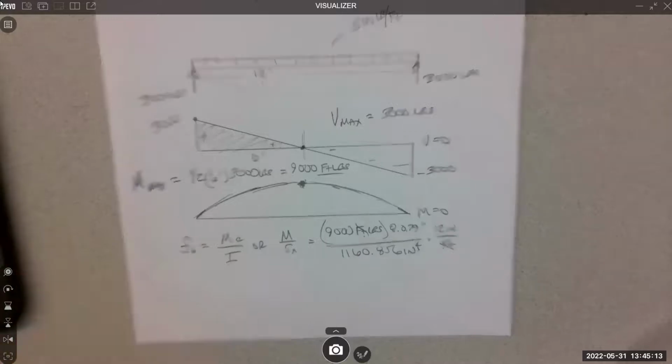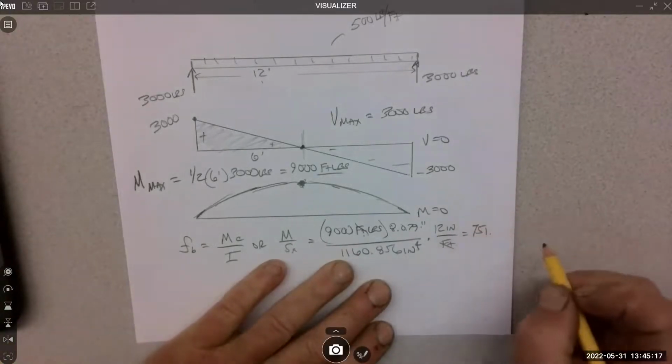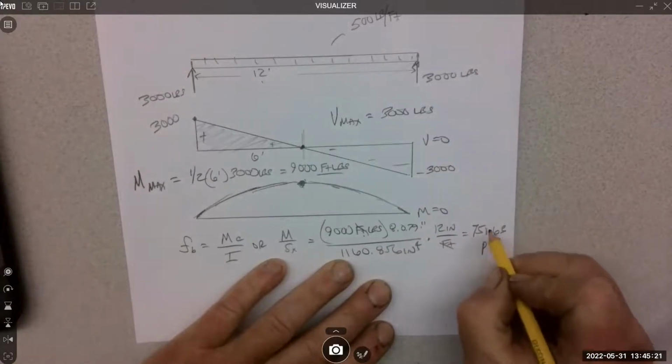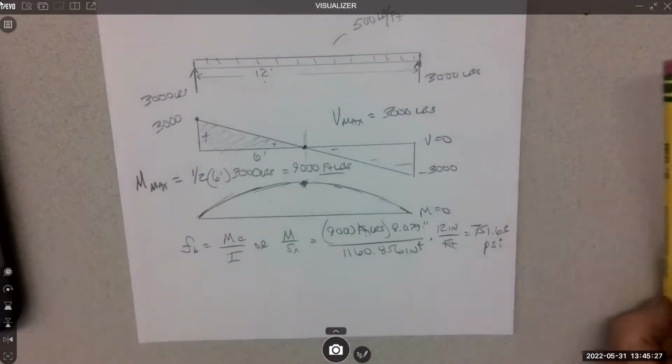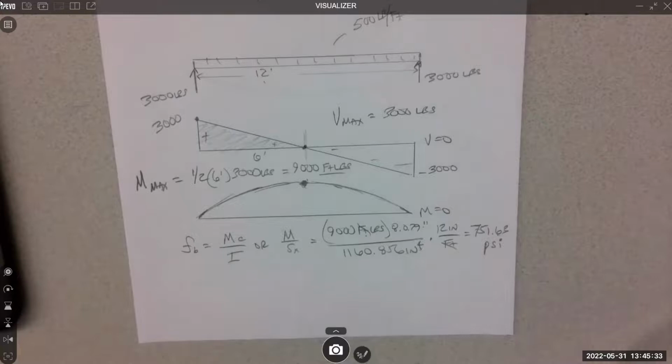Anybody got a number? Yep. I'm just going to say 6.3 PSI. Yep. And if I said it was Doug Fir, then we would do what? Yeah, we would check it. That's why we're doing it, is we want to check it compared to the tables. Bending stress for Doug Fir, I think that was 900. Yeah. So we're good.